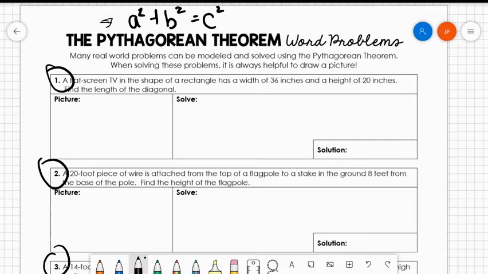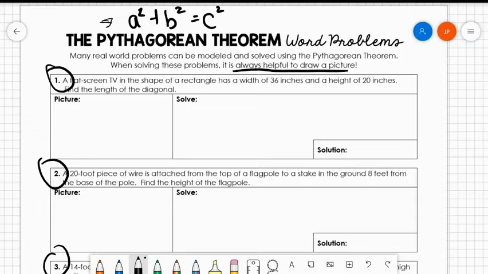So it says many real-world problems can be modeled and solved using the Pythagorean theorem. When solving these problems, it is always helpful to draw a picture. For these ones in particular, and I would say in anything you do with me, it's not helpful, it is necessary. You need to draw a picture in order to solve these problems. So let's take a look at a couple of different kinds. I'll try to keep this video kind of short like the last one.